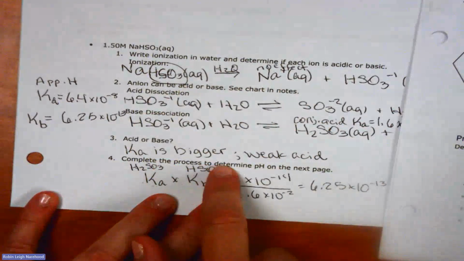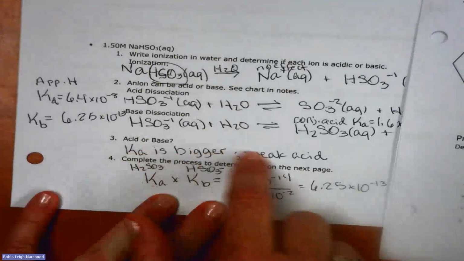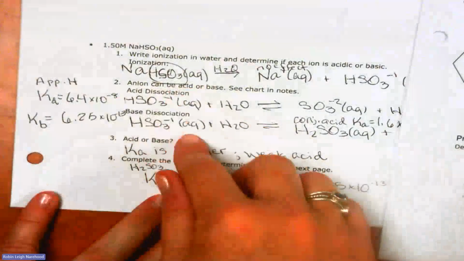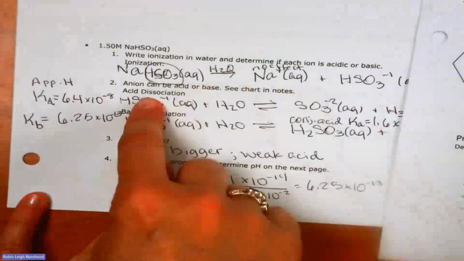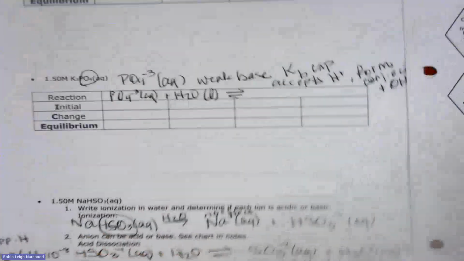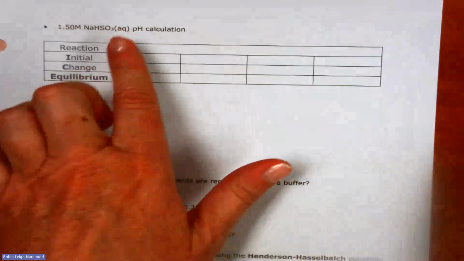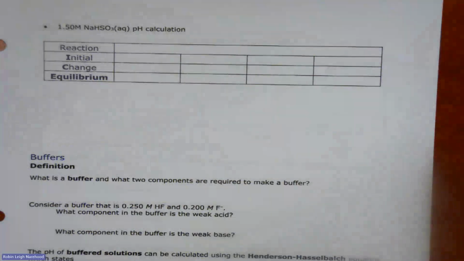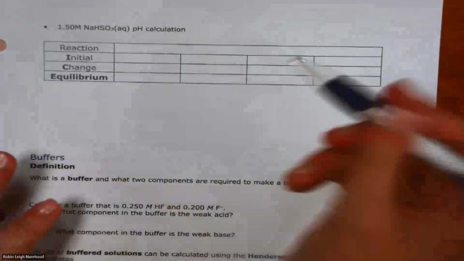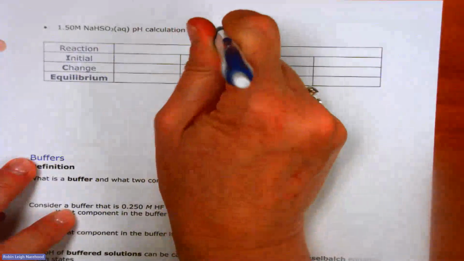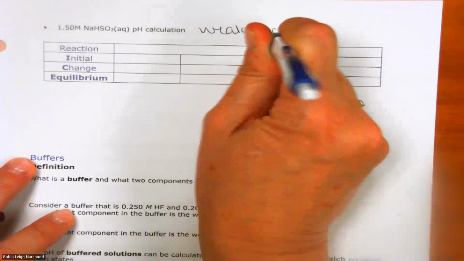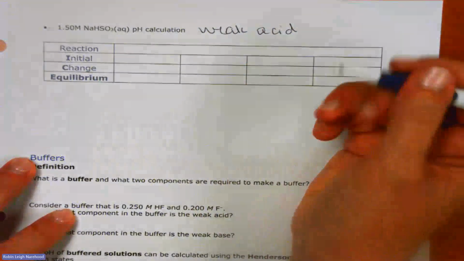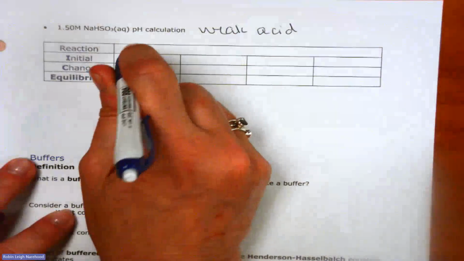So complete the process to determine. Once you decide which of these ways is the behavior of it, you're going to take that dissociation and put it into a RICE chart. That's what I have right here. We've already eliminated sodium, so don't put sodium back on it. We're just going to copy our acid dissociation. We decided that it was a weak acid, so we're going to do the acid dissociation that we wrote on the previous page.